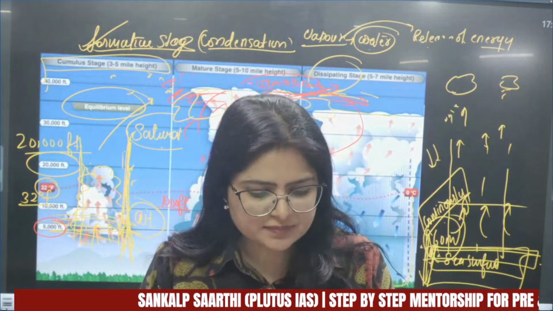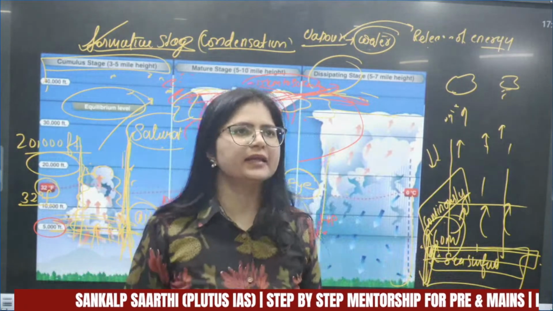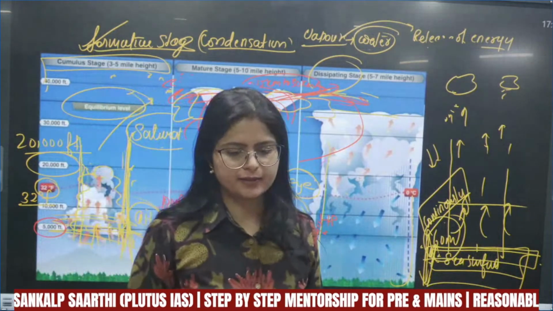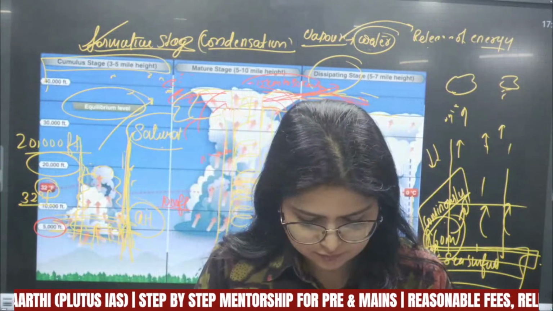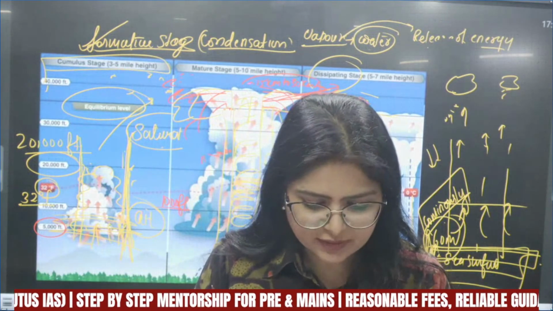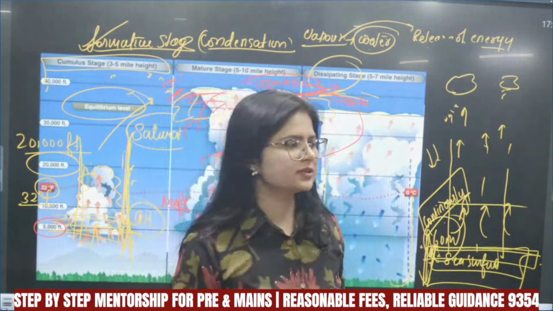Full stop. Subsidence results in compression and increase in temperature. It leads to compression and increase in temperature. And hence, temperature at the eye is 5 degrees more than the surrounding areas.